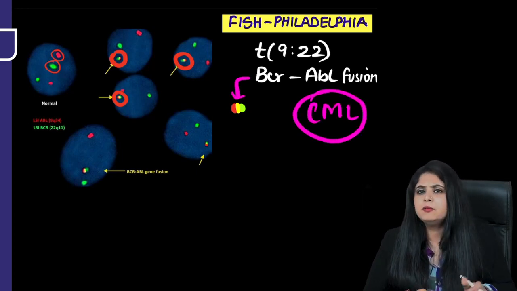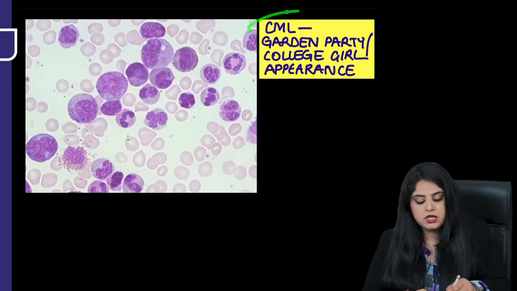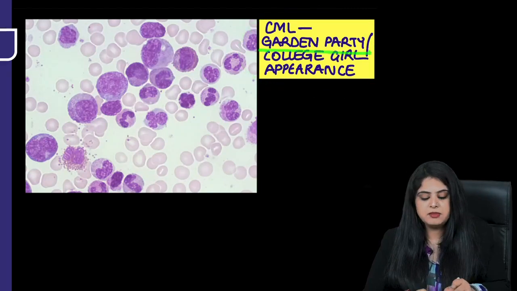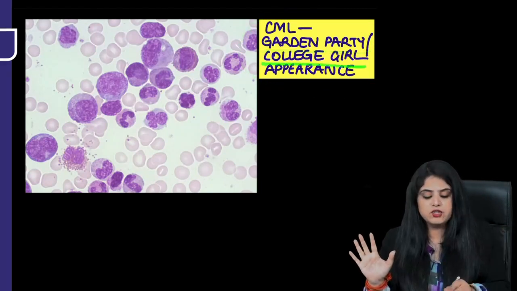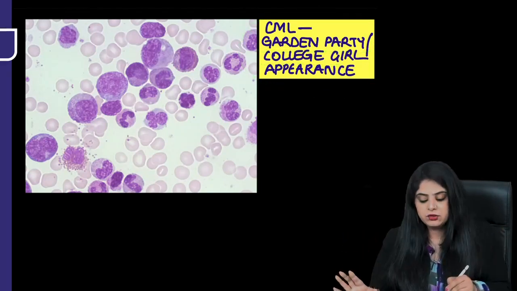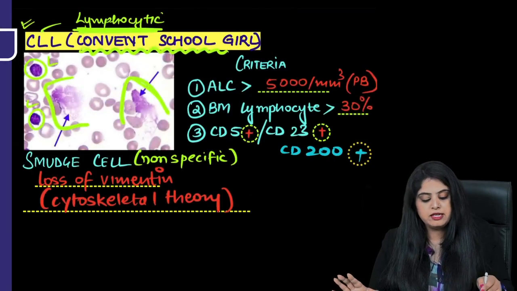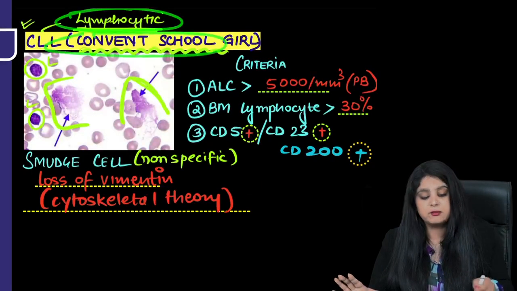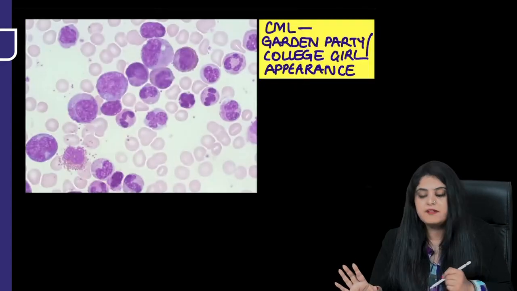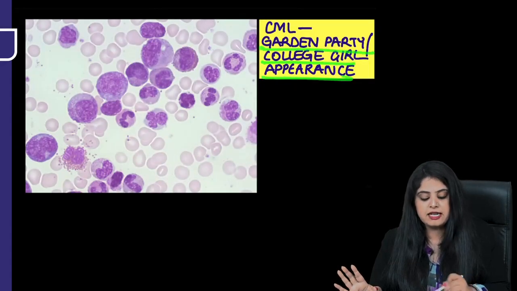So how does a CML bone marrow look? It's a full garden party. Garden party means everyone is different, like college girls, no uniform. Look, in CLL there was a uniform. There were only lymphocytes. So everyone was looking the same, convent school girl. Here you don't have any uniform. Everyone is dressed differently, like a garden party.